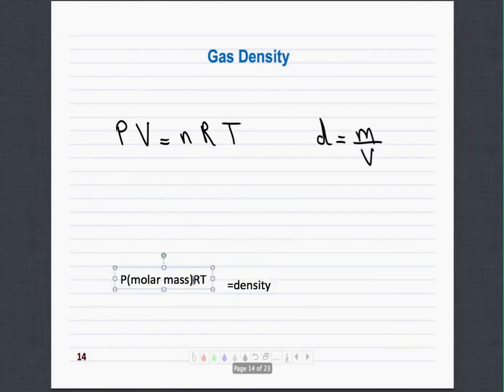So according to this equation, let's say at a constant pressure and temperature, the density depends on the molar mass of the compound. So if I have two gases, the one with the highest molar mass is going to have the highest density, because mainly it's depending on it.